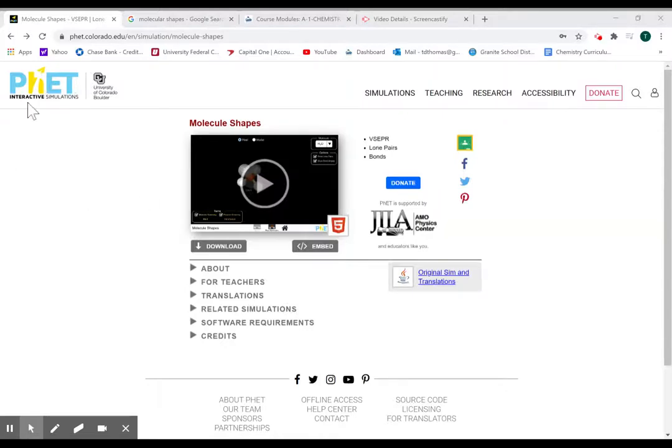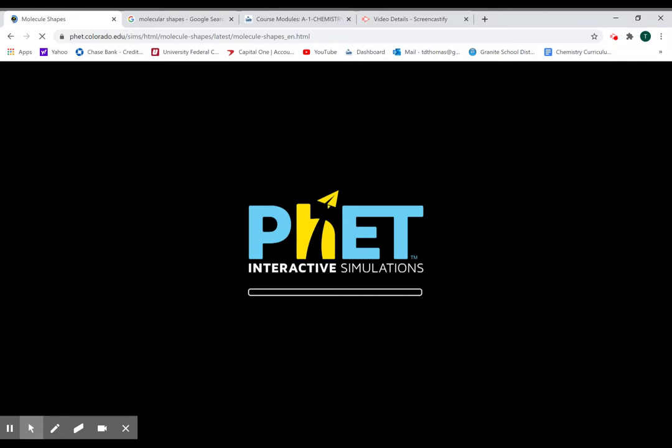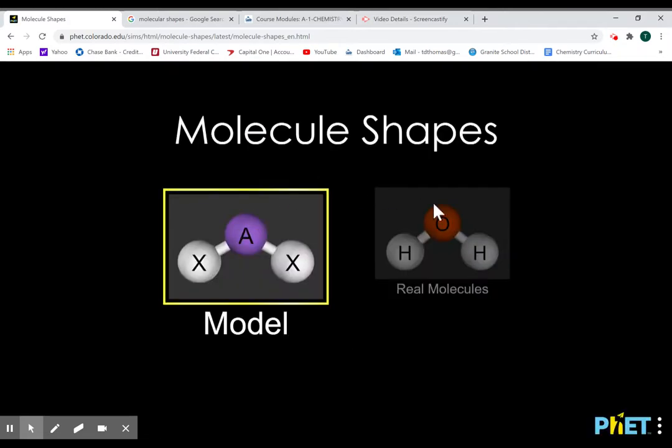Okay, so here we are with this PhET interactive simulation, again from the University of Colorado at Boulder. This is the one that you will be using with your practice worksheet. So let's look and see how this works. Wait for it to load.